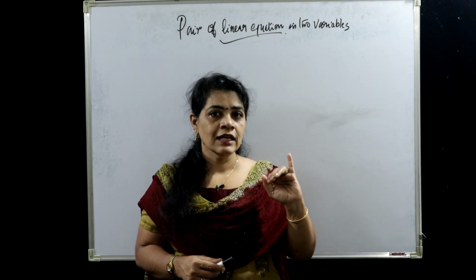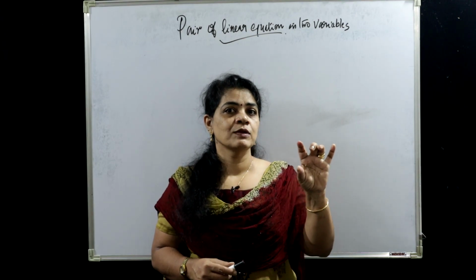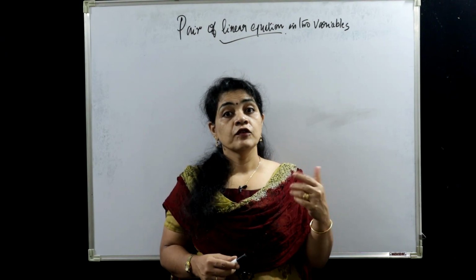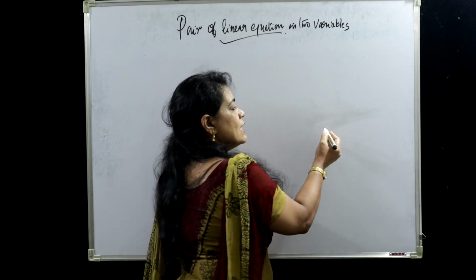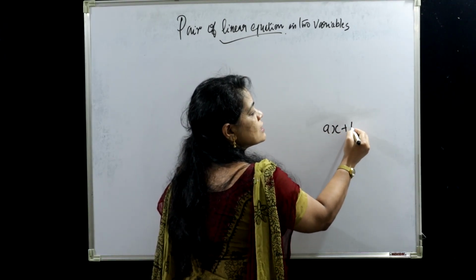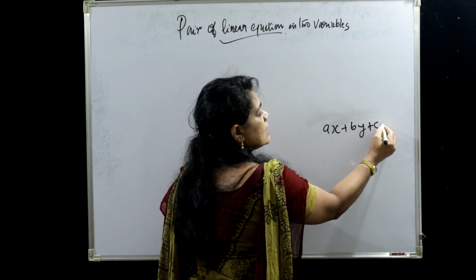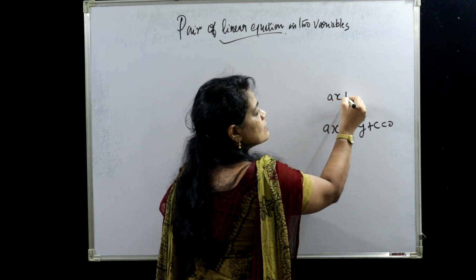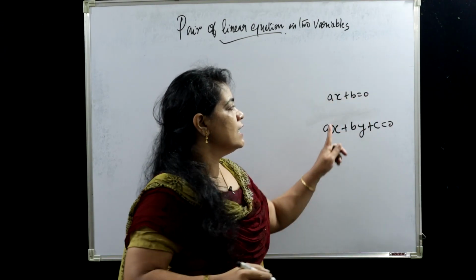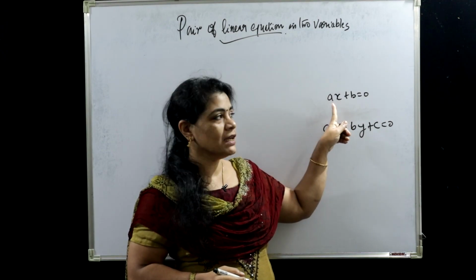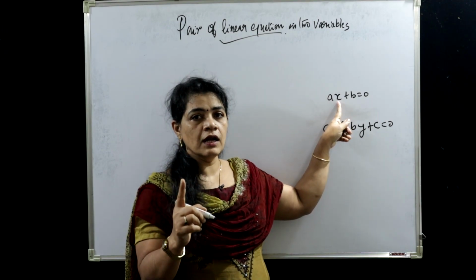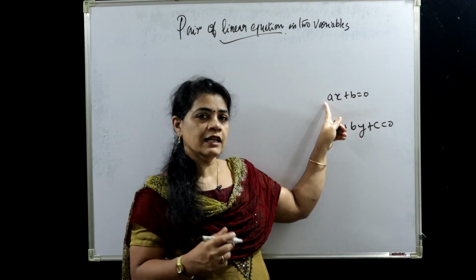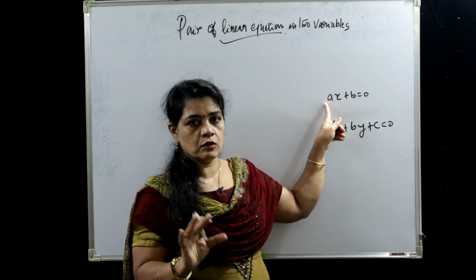Okay, see, last year you learned what a linear equation in two variables is. We know what a linear equation in one variable is, that is ax plus b equal to 0. If it is two variables, the general form is ax plus by plus c equal to 0. Ax plus b equal to 0 is a linear equation in one variable. Here you can see only one variable, and b is a constant, a is any real number and that is the coefficient of x also.